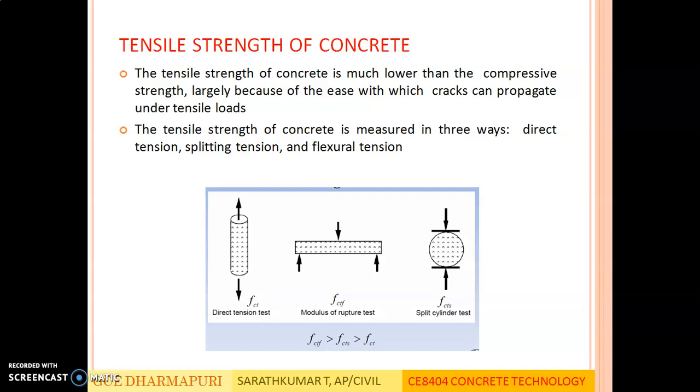So the first one is the direct tension. It is very similar to the compression test. Instead of applying axial compression, here we are applying axial tension. The second is the flexural test. It is also called the modulus of rupture test. In this, a concrete beam is made and tested under flexural load. The third one is the split cylinder test, where the concrete is cast into a cylindrical specimen and a tensile load is applied along the diameter of the cylindrical specimen.